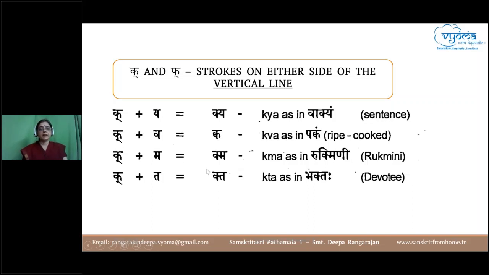Ka plus ma is equal to kma, as in Rukmani. It has an ikara. Rukmini. Yes, very good. Next is ka plus ta is equal to kta, as in Bhaktaha, devotee. Very good. Bhaktaha, devotee. Excellent. Dhanyavadaha. Thank you, ma'am.